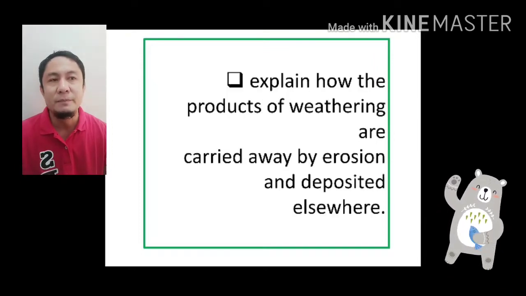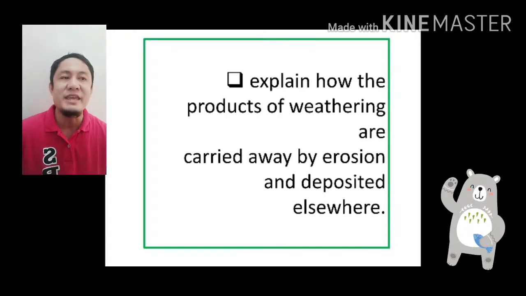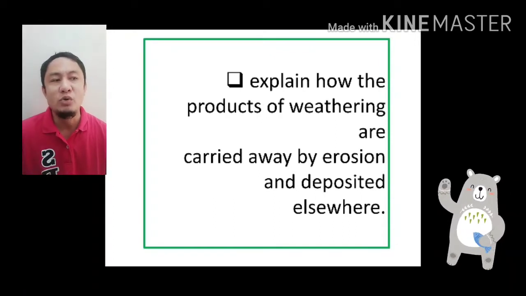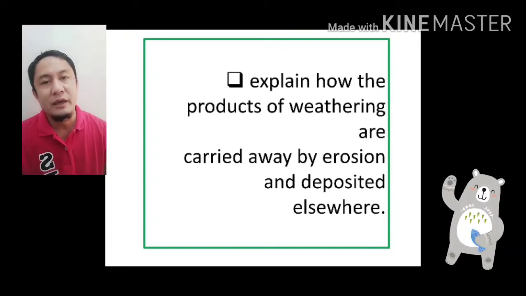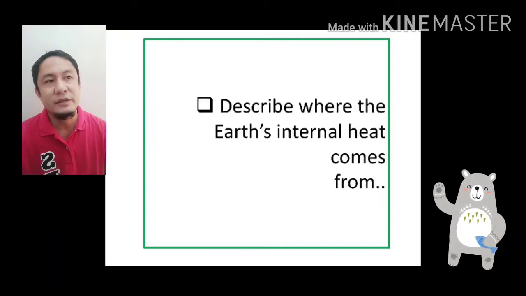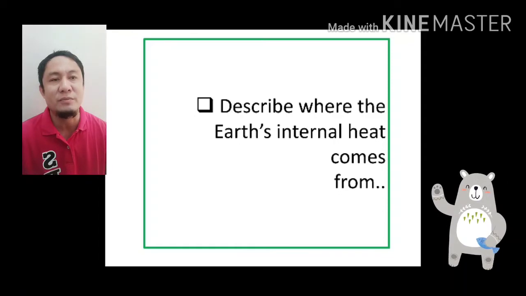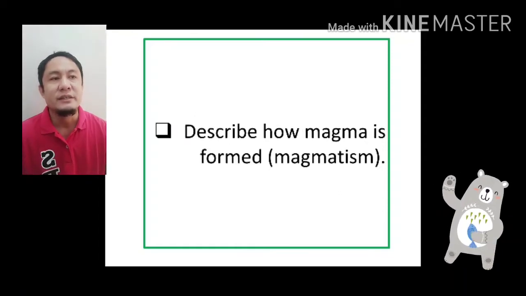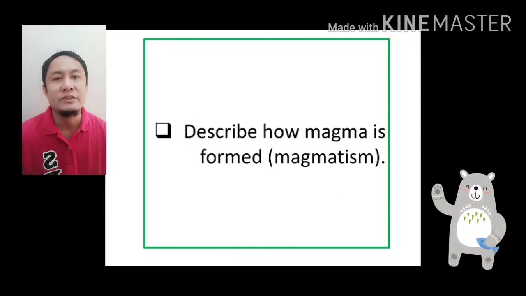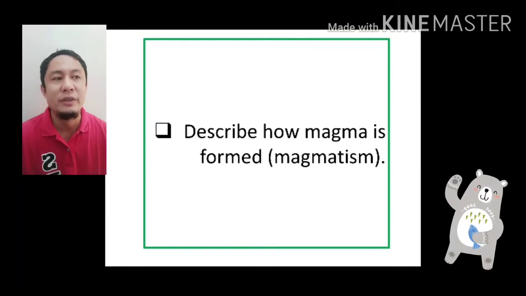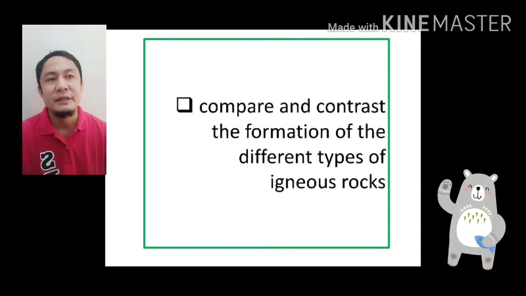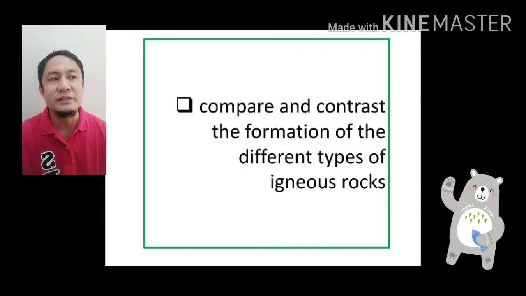5. Explain how the products of weathering are carried away by erosion and deposited elsewhere. 6. Describe where the Earth's internal heat comes from. 7. Describe how magma is formed, or called magmatism. Then compare and contrast the formation of the different types of igneous rocks.